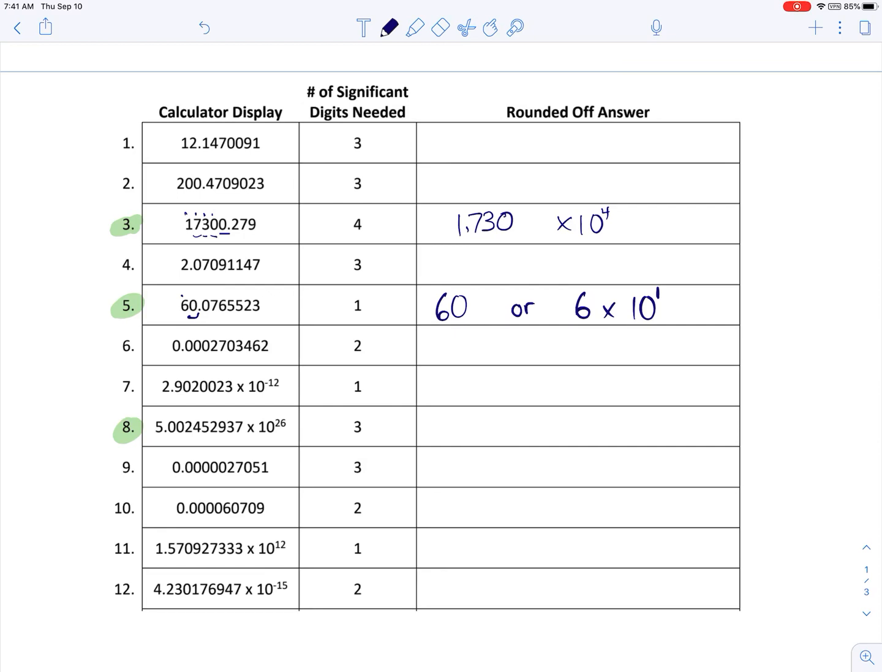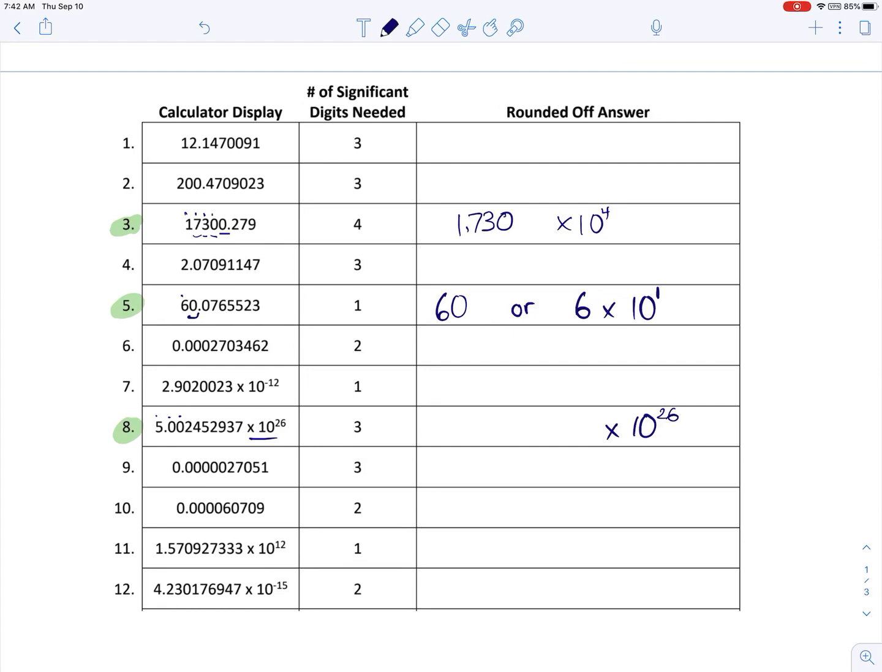Number 8, we need 3 significant digits. The times 10 to the 26 does not count, so we can already keep that, times 10 to the 26. And then we need 3 digits, so we'll keep the 5, and we'll keep the first 2 zeros. But look at the next digit, it's a 2.